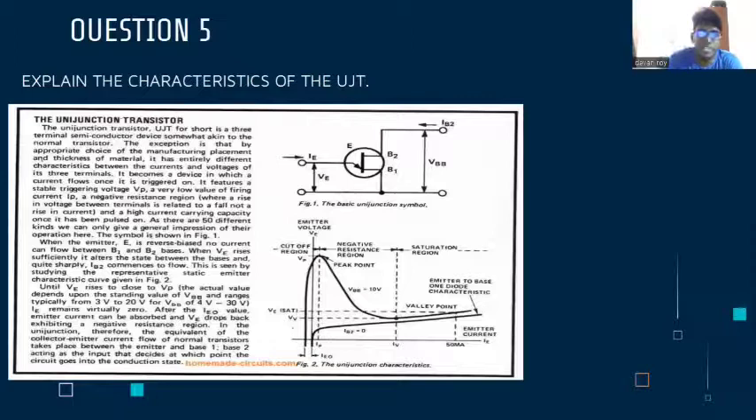So this is figure 2. We see the emitter voltage, the cutoff region, the negative resistance region, the saturation region, the peak point, and the straight line of the emitter to base 1 characteristics. So that's all.